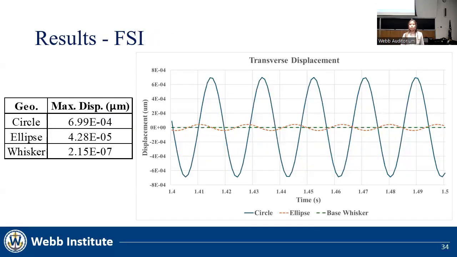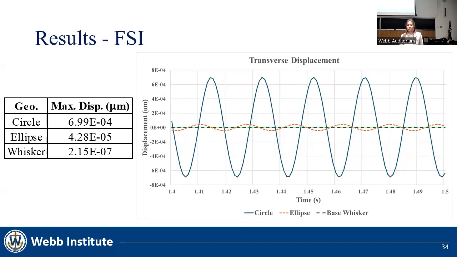This is a comparison between the FSI extruded ellipse and base whisker shapes. The table on the left shows the maximum displacement of the whisker free end from its original position. This displacement, which is caused by and in the direction of the lift force, is measured perpendicular to the direction of flow. The plot on the right represents displacement of the whisker free end over a period of time.